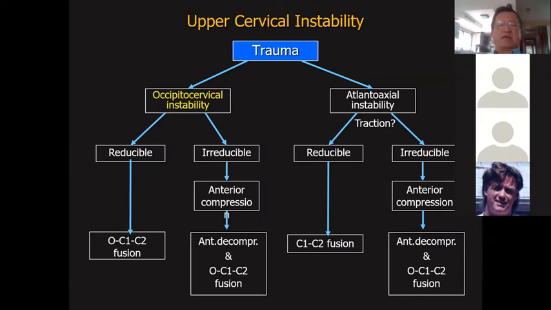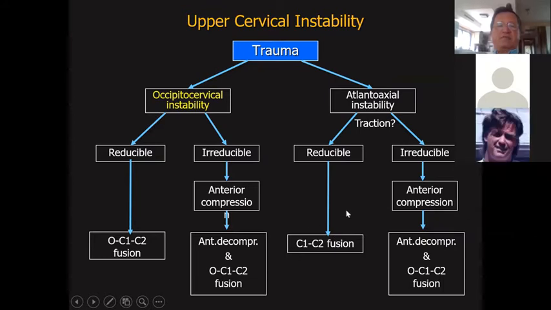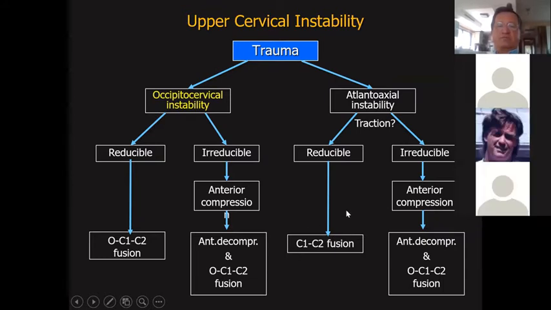And this is my algorithm. In case of trauma, mostly the main instability is an atlanto-occipital instability. We must look at whether it's reducible or irreducible. If it's a reducible atlanto-occipital instability, mostly we can make just a C1, C2 fusion.